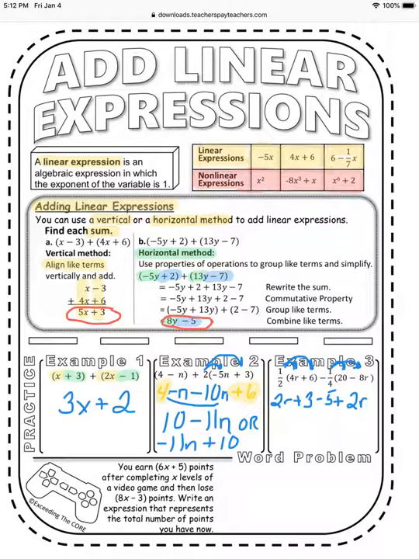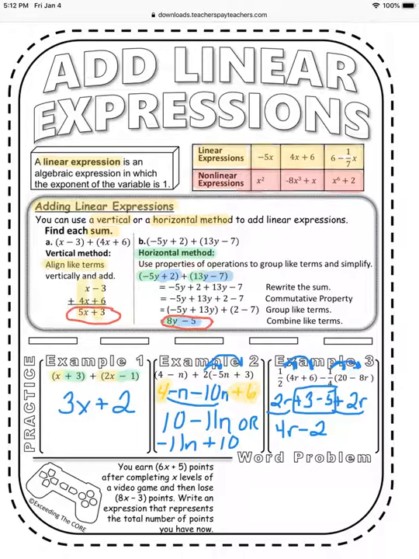Now again, I combine my like terms. I notice I have a 2r plus a 2r, which is 4r. Then I notice I have a positive 3 and a negative 5, which is negative 2. You could also have written this negative 2 plus 4r.